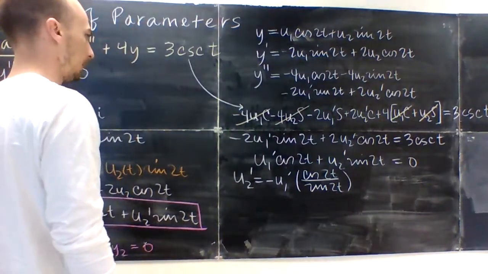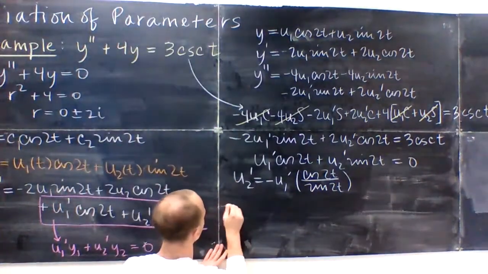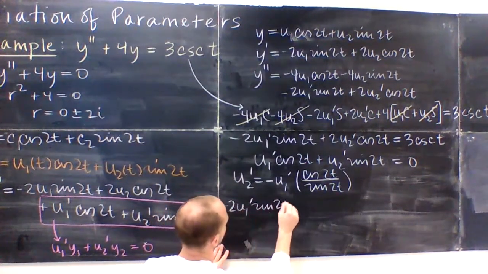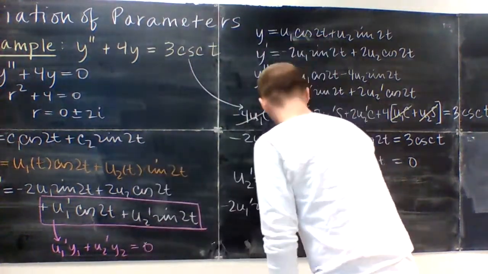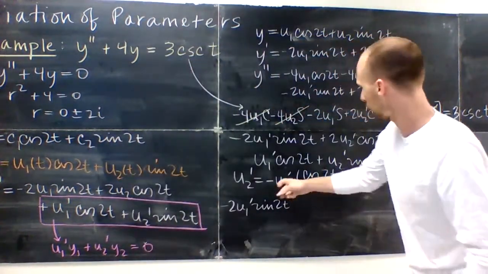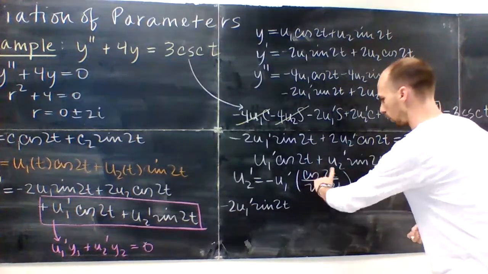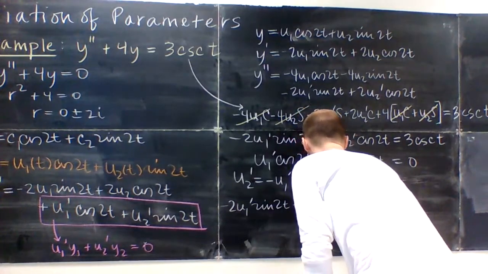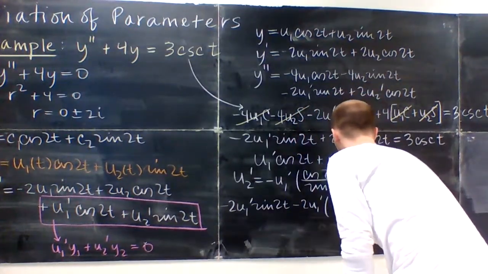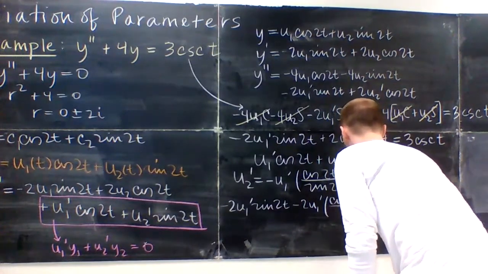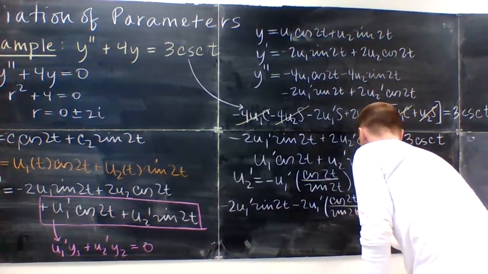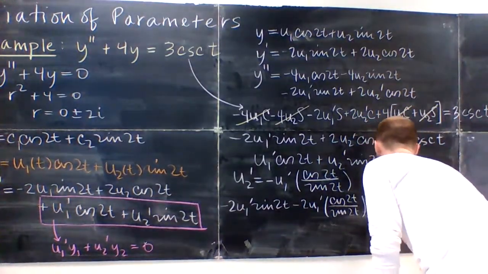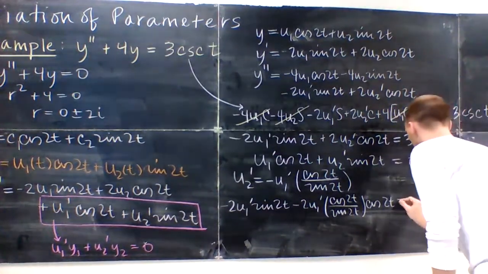So basically I'm using substitution to solve the system. I've got negative 2u1 prime sine of 2t plus 2 times this, and I'm going to substitute this whole thing right there. So I'll have negative 2u1 prime times this fraction and still multiplied by cosine 2t. And that's equal to 3 cosecant t.